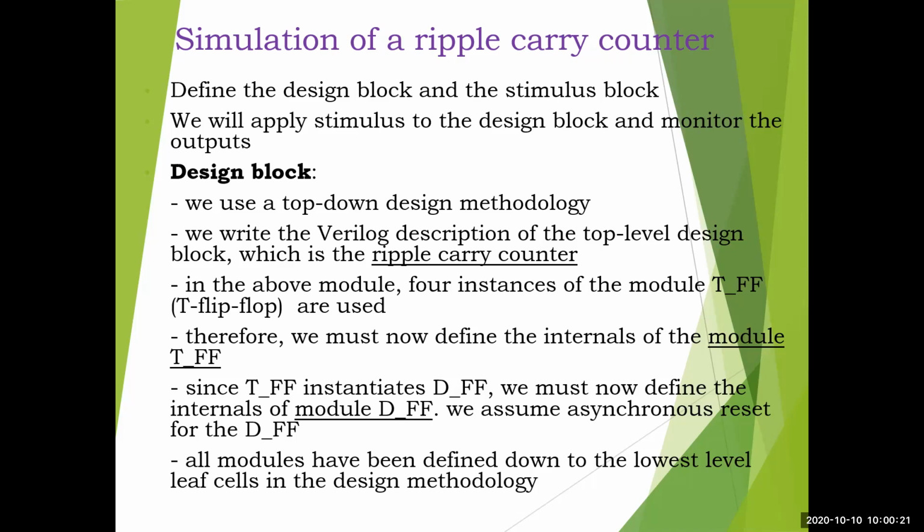We write the Verilog description of the top level design block, which is the ripple carry counter. First, we'll write a Verilog module for the top level block. In this module, 4 instances of the module T flip flop are used. Then we will write a second Verilog module to define the internals of the module T flip flop. Whatever name we have given, we have to give the same name in this module. Then T flip flop instantiates the D flip flop, so we have to define a third Verilog module, D flip flop. So in the design block there will be 3 programs: ripple carry counter, T flip flop, and D flip flop. This is a top-down design hierarchy.